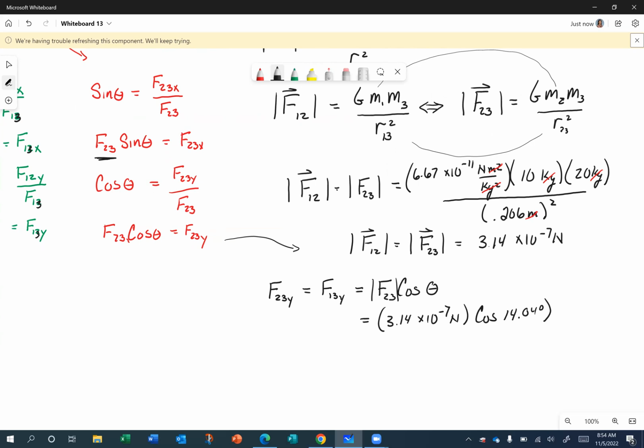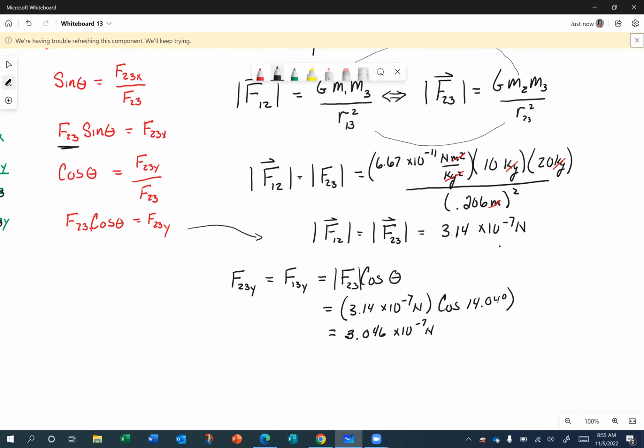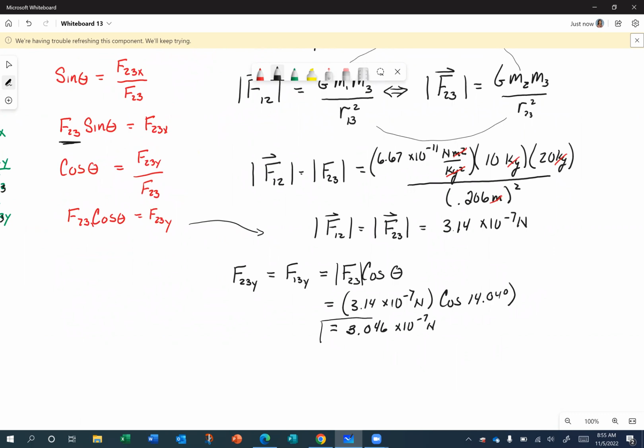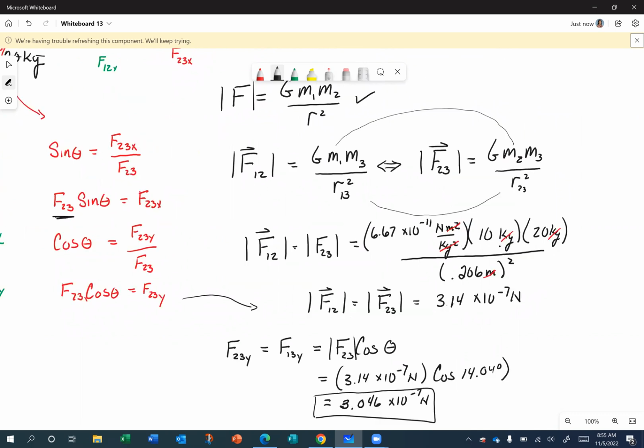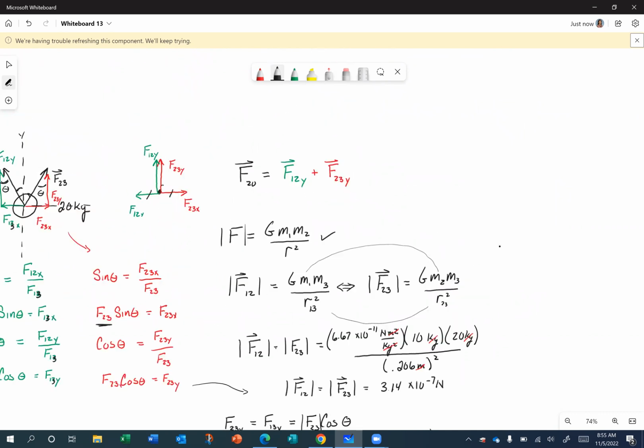That'll give us our magnitude of that. For that, I get 3.046 times 10 to the minus 7 newtons. So that's the value of each of the components, right? So that's each of the components. I come back up to my picture and I realize, okay, that just means I'm going to add them in twice, right?